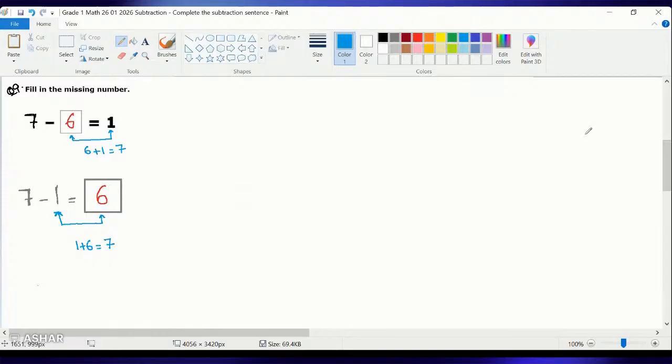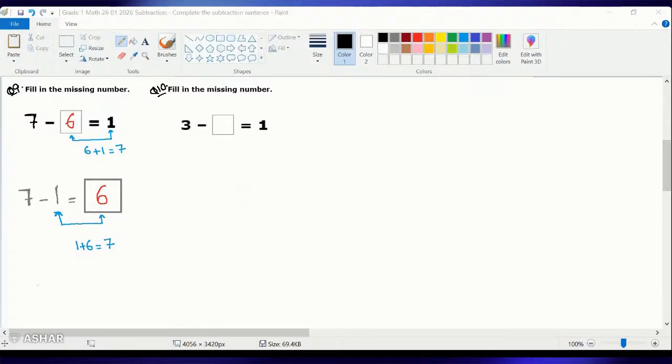Let's have a look at another question. Okay. So the next question says 3 minus something, and we are left with a 1. What should you subtract from 3 to get 1 as the answer?